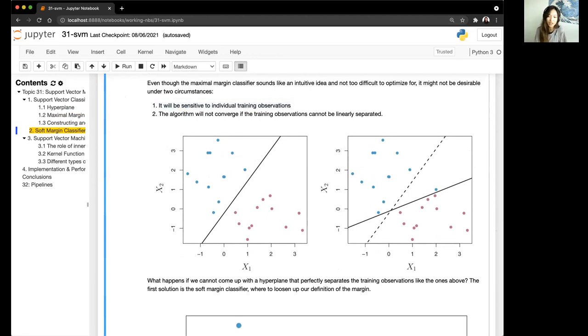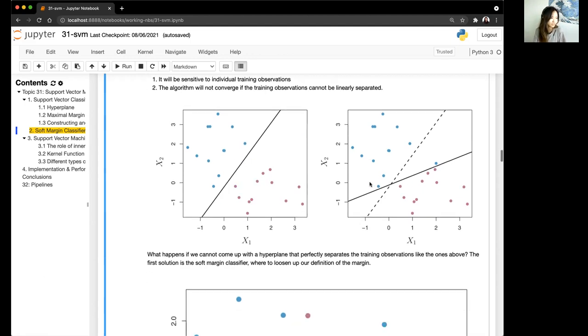So it's very, very sensitive to individual training observations for that reason. Also, the algorithm will not converge. This specific algorithm will not be able to solve anything if the training observations cannot be linearly separated. Instead of it being pretty clean like this, if we have some purple points up here and some blue points over here, this maximal margin classifier will not be able to solve itself. So therefore, we move on to soft margin.